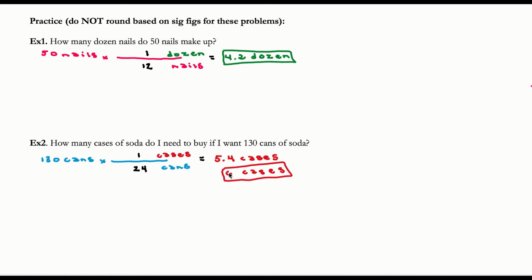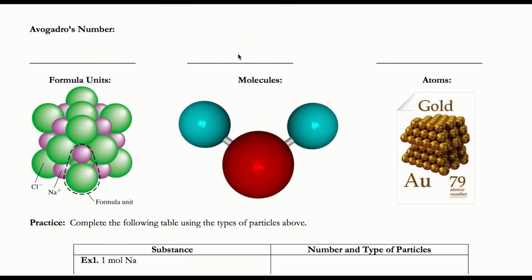All right, let's actually see this applied in chemistry now. The way that we apply this is using what is called Avogadro's number. Avogadro's number tells us that there are 6.02 times 10 to the 23rd either formula units, molecules, or atoms in 1 mole. So formula units, when do we use the term formula units? If you notice here, I've got Na plus and Cl minus, so this applies when I have an ionic compound.